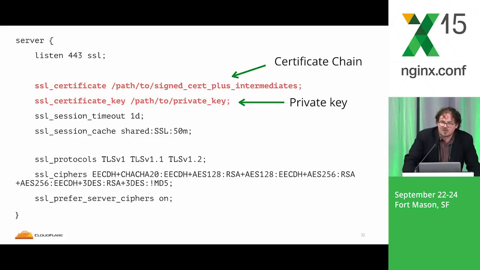So when you set up your server section in NGINX, it's really this. SSL certificate is your chain of certificates. This is your certificate plus all of the chain of trust all the way up to the root. And then you also provide your private key. And these are paths.